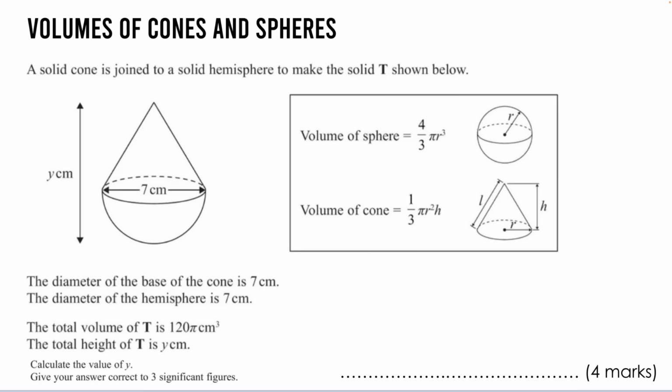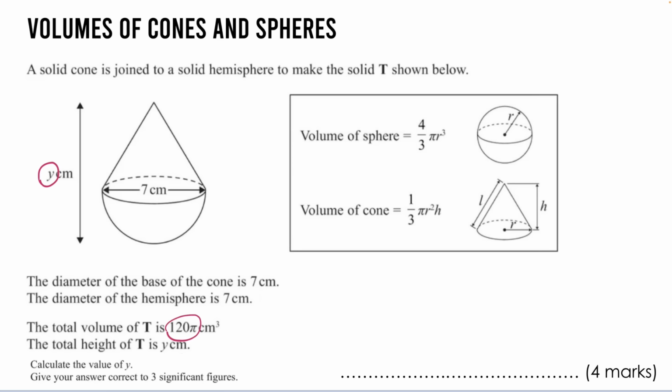So this question here is looking at the volume of cones and spheres. Thankfully you are given the formulas for those, so they'll be next to the question. Have a look at your formulas, make sure that you are super happy with using them, finding your pi button on the calculator, and we're just going to work out anything that we can see. This particular one tells us that the total volume of the shape is 120 pi and the total height is y. So we are going to work out the value of y in this question.